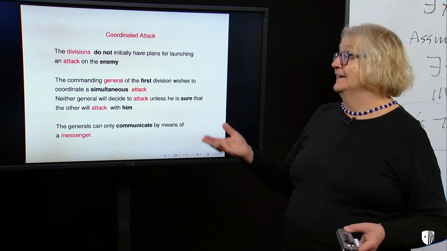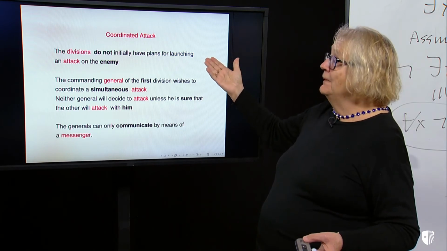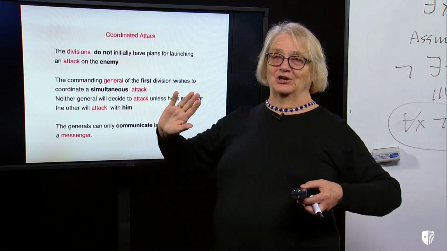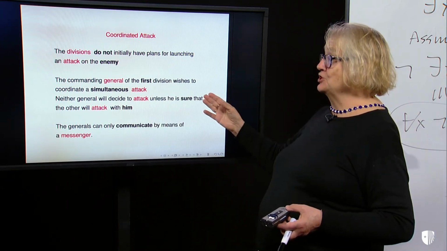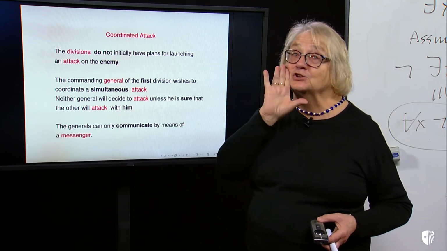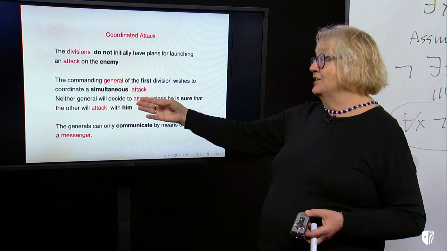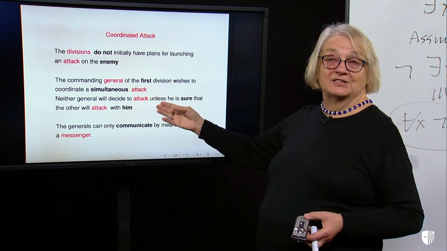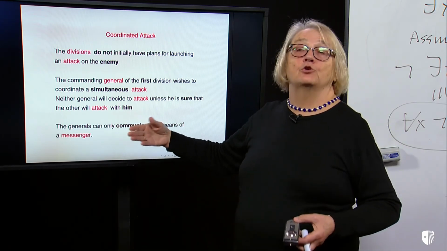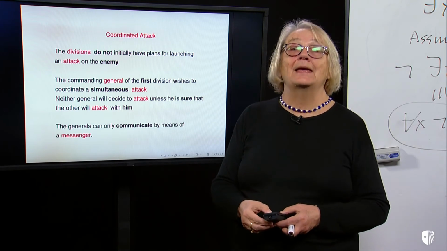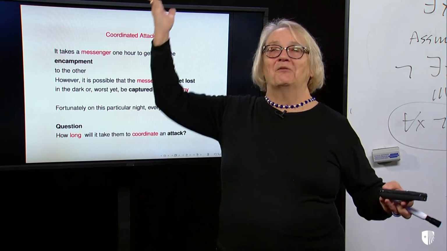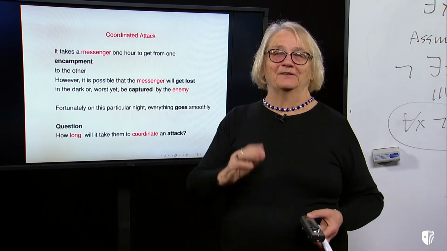So, the divisions do not initially have plans of launching the attack. The commanding general of the first division wishes to coordinate a simultaneous attack. Distributed system. Neither general will decide to attack unless he is sure that the other will attack with him. So they have to communicate, and they communicate by a messenger.